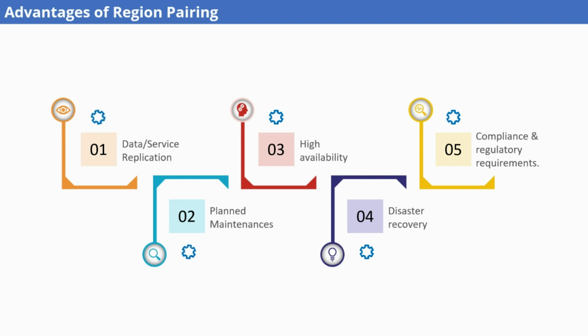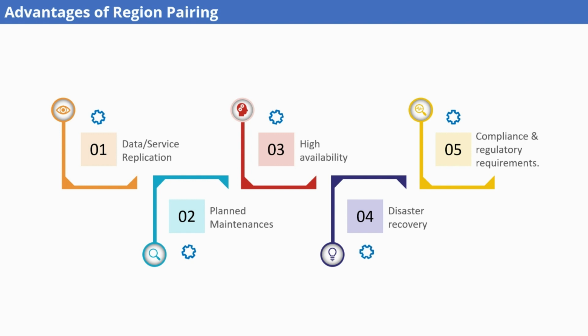Next, Microsoft prioritizes planned maintenance in a staggered manner across region pairs so that the same maintenance activity does not occur during the same window for both regions in a given pair. Third one is high availability. By replicating data to a secondary region, region pairs provide a level of redundancy that can help to ensure that applications and services remain available even in the event of failure or outage in the primary region.